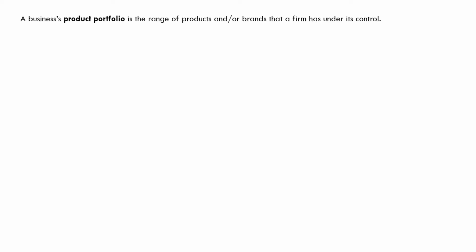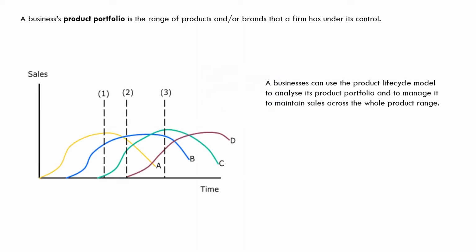Product portfolio, quite simply, is the range of products or brands that a firm has under its control. And what we really want to make sure of, as a business, is that we have products in our portfolio at different stages of the product life cycle. So if you have a look at stage 3 here, this point in time, this is quite a good situation for this business, because whilst product A has declined and has finished, product B, which we brought out slightly after product A, has just finished the cash cow stage, finished the maturity stage.